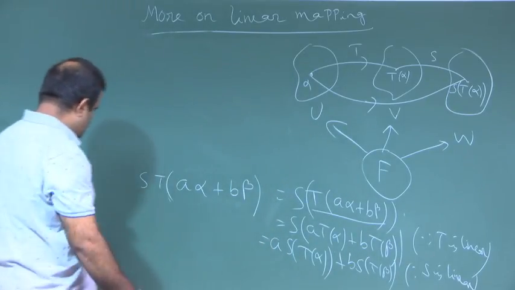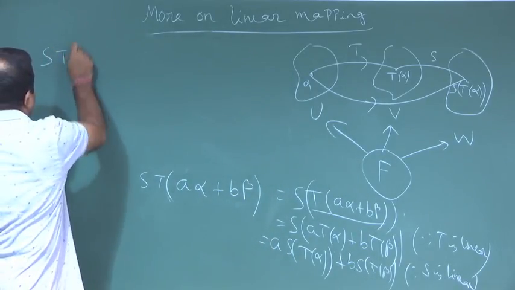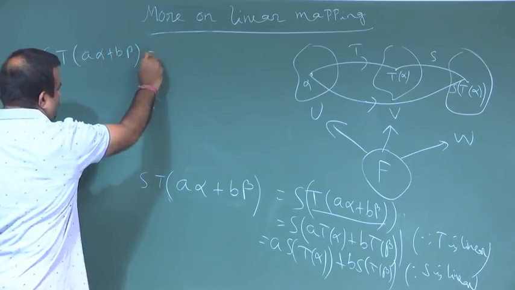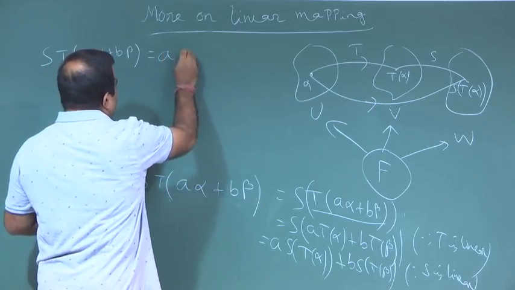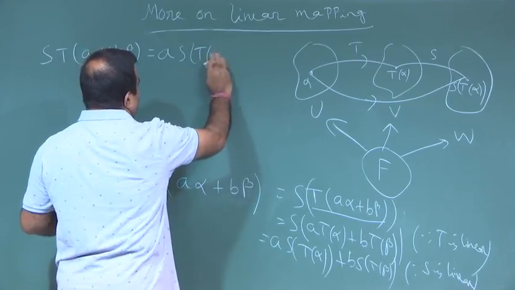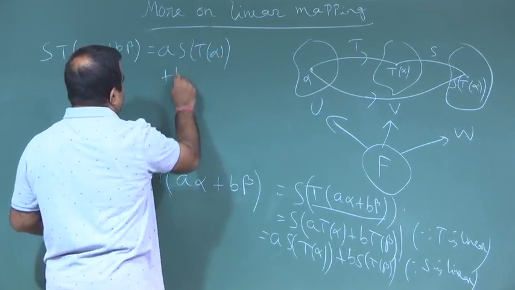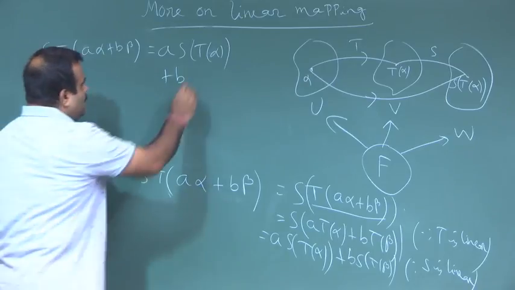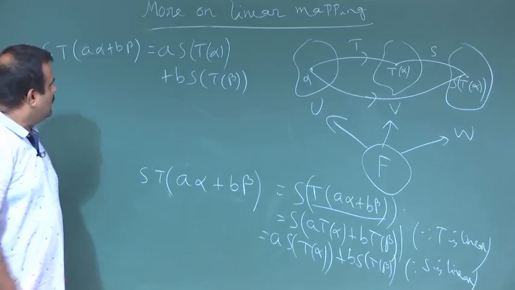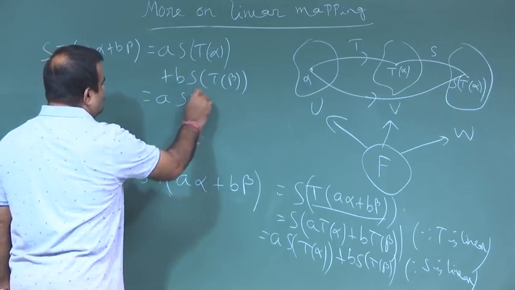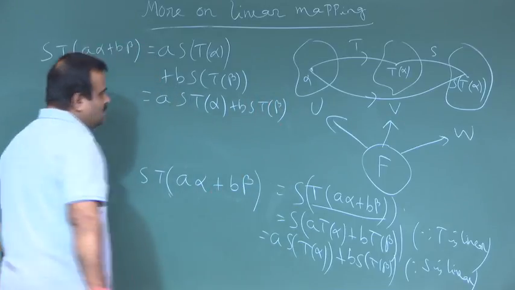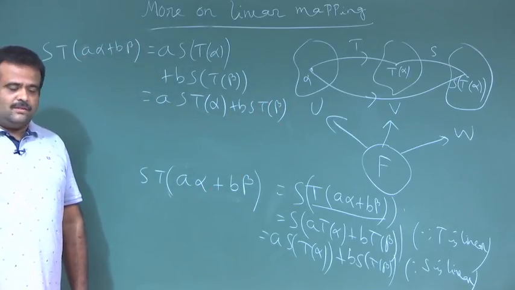So, that means S∘T of (a alpha plus b beta) is nothing but a S(T alpha) plus b S(T beta). So, this is nothing but a ST alpha plus b ST beta, and this is true for all alpha, beta and all a, b.